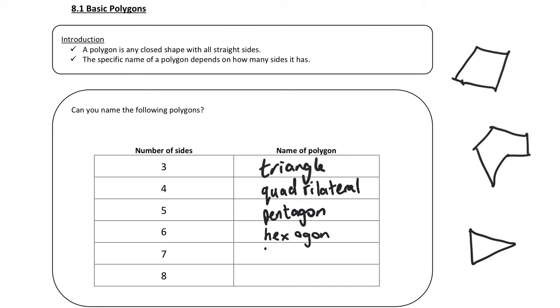Seven is heptagon. Sometimes people refer to it as septagon, but quite often that's maybe more of an older word. Heptagon is generally what's considered a seven-sided polygon, and an eight-sided polygon is an octagon. Obviously we're familiar with the prefix of oct from octopus and other words.